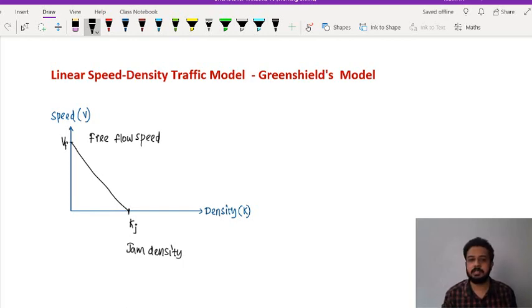Simply, what is the meaning of this? Suppose there is no vehicle on the road, then at what speed can you go on the road? You are free to flow on the road. No one is disturbing you, right? That is the meaning of free flow speed. Don't think that free flow speed means it may be 200 kilometers per hour and all. Nothing like that. Even though there are no vehicles on the road, you cannot go at 100 kmph, 150 kmph and all.